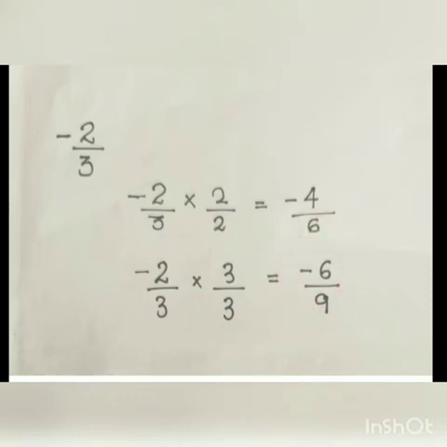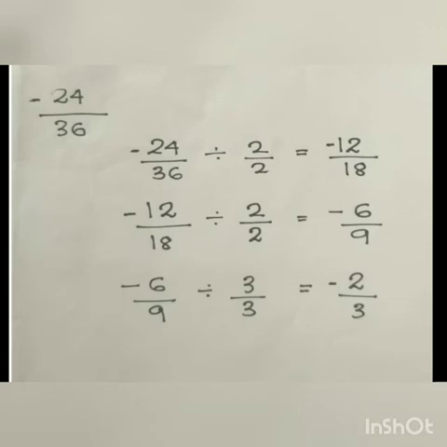So you can find equivalent rational numbers either by the multiplication method or by the division method. One example of the division method I will show you: negative 24 by 36. Here the numerator has a negative sign. I know 24 and 36 have a common factor, so I first divided both numbers by 2. I got the first equivalent fraction, negative 12 by 18. Then I took negative 12 by 18 and divided again by 2, since 2 is a common factor of 12 and 18. Dividing negative 12 and 18 by 2, I got negative 6 by 9.